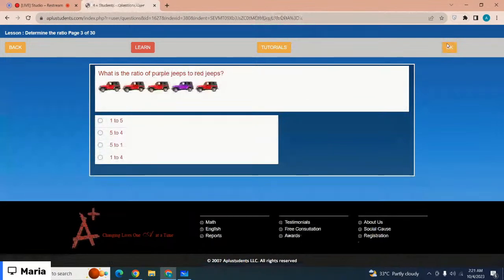What is the ratio of purple jeeps to red jeeps? So which is the correct option? So you have only one purple jeep and the red jeeps are 4. So it would be 1 to 4. The ratio would be 1 to 4, right? Very good. That is 1 to 4.